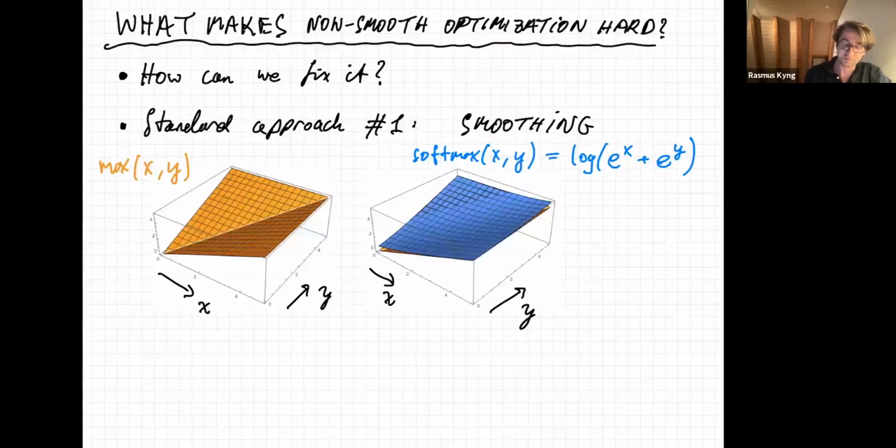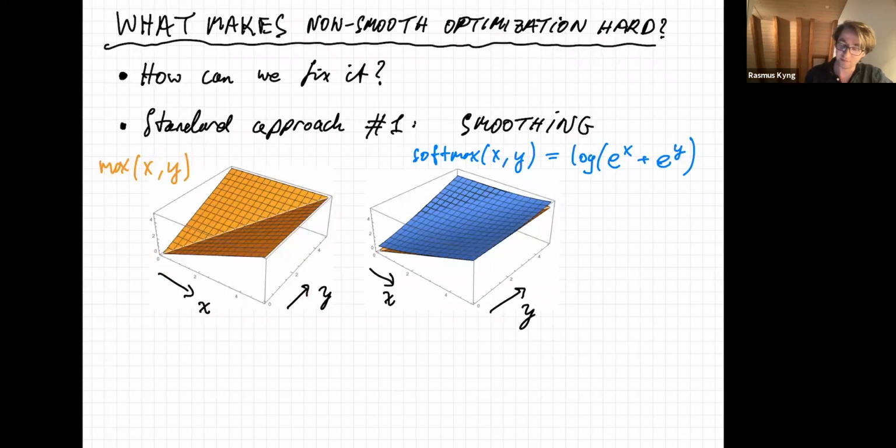Okay, so how do we fix our problems in non-smooth optimization, or at least approach getting algorithms? The first standard approach is what's called smoothing. So we can look at a max of x and y. Here I got a Mathematica plot instead. And we have x, we have y, we have the max of x, y.